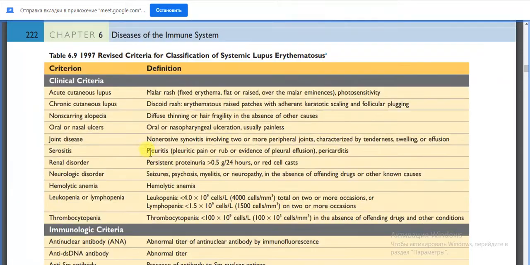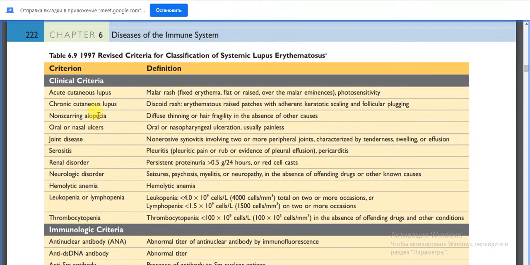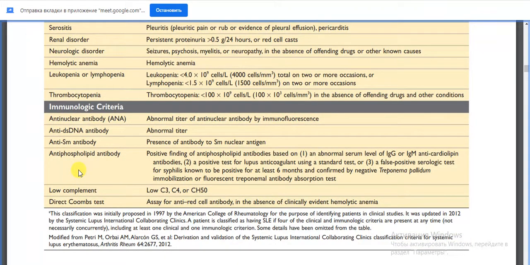These clinical manifestations are very abundant, and you will discuss them in detail in clinic: acute cutaneous lupus, chronic cutaneous lupus, non-scarring alopecia, oral and nasal ulcers, joint disease, cirrhosis, renal disorder, neurologic disorder, hemolytic anemia, leukopenia or lymphopenia, thrombocytopenia. It depends on which type of antibodies are produced. Immunologically, we can see anti-nuclear antibody, anti-dsDNA antibody, anti-Sm antibody, then antiphospholipid antibody.